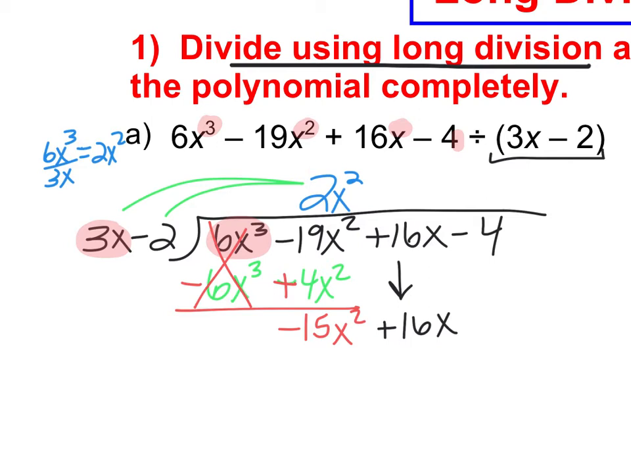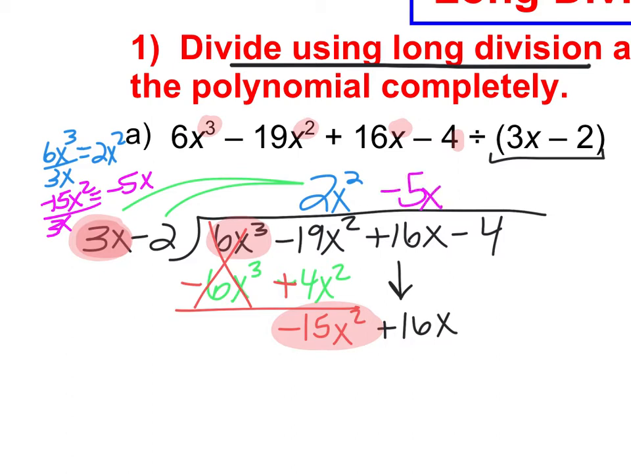So we're going to take the first term divided by the first term. So here that would be, use a different color this time, negative 15x squared divided by 3x, and that gives us a negative 5x. So negative 5x is the next part of our answer.